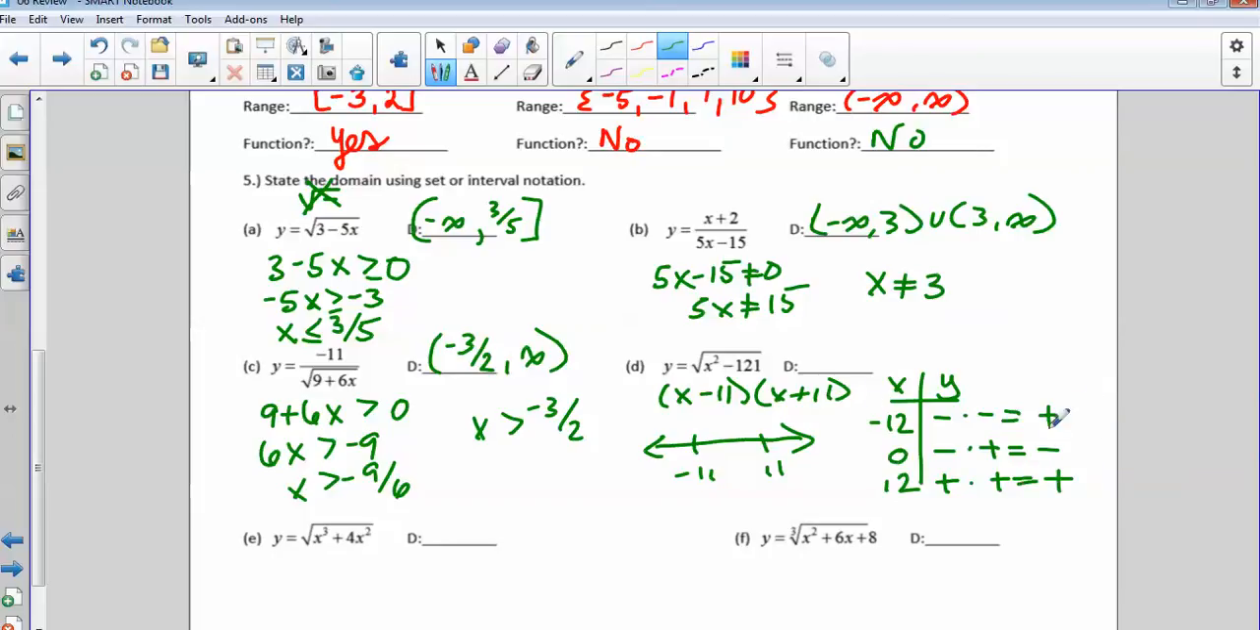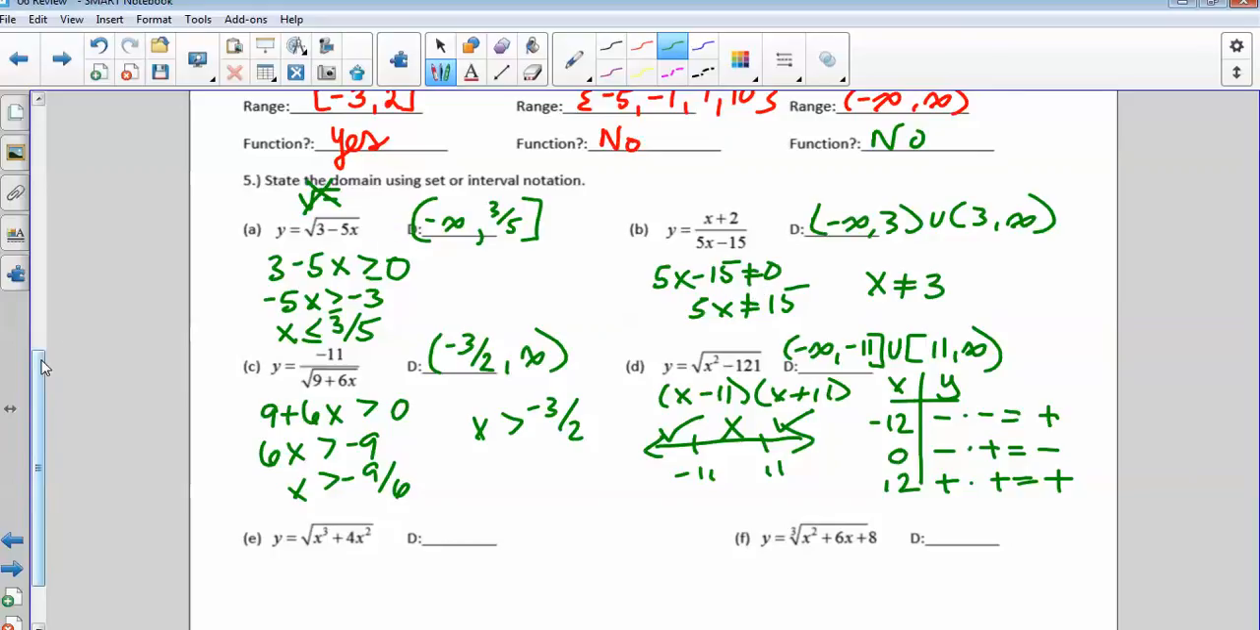So, the first set of products is positive, which means I can take their square root. The second set of products is negative. I cannot take the square root of that negative. And the third set of products is positive, so I can take their square root. So my domain is everything less than or equal to negative 11, and also everything greater than or equal to 11. In interval notation, I write negative infinity to negative 11, including it, and 11 to infinity.